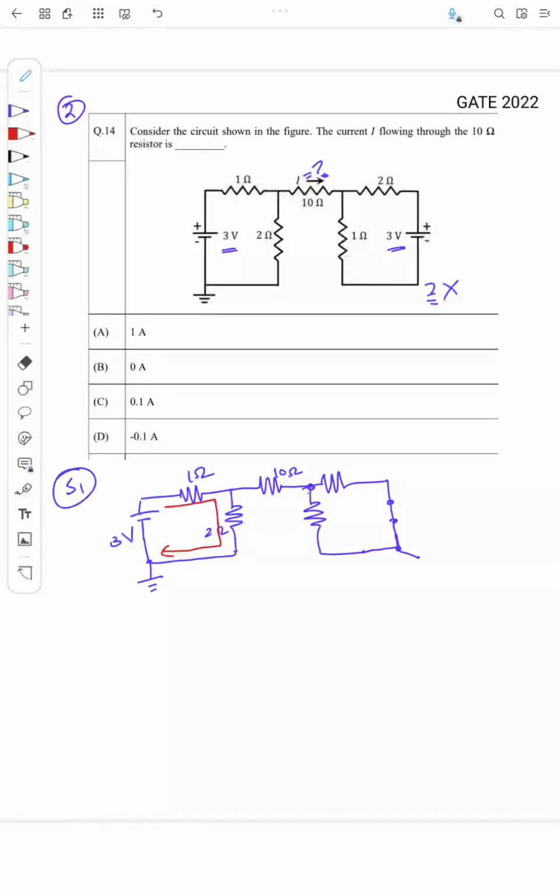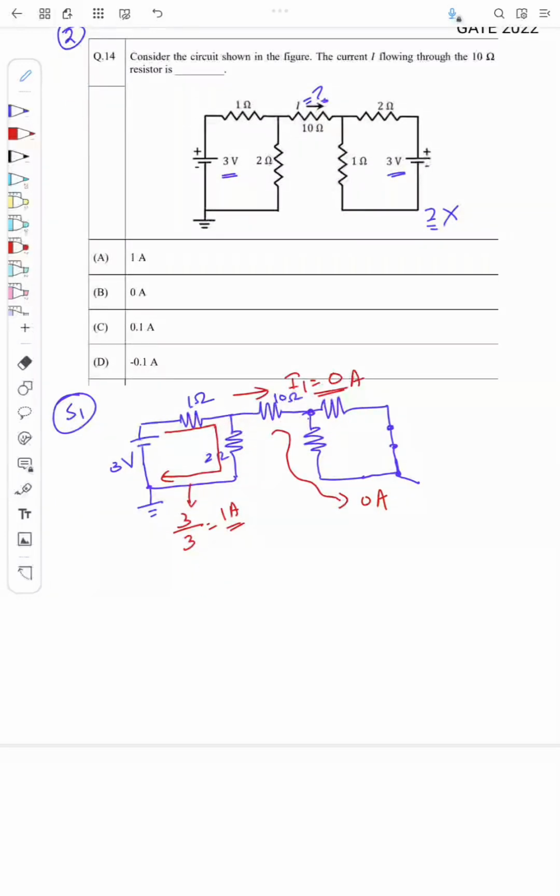While there is no ground connection here, the current through this network will be 0 ampere, while this current will be equal to 3 by 3, that is 1 ampere. So I will call this I1 due to S1, which is equal to 0 ampere. Similarly, the next source S2, that is the next 3 volt. Here there is a resistor, and here also this has to be short circuited and this is connected to ground.